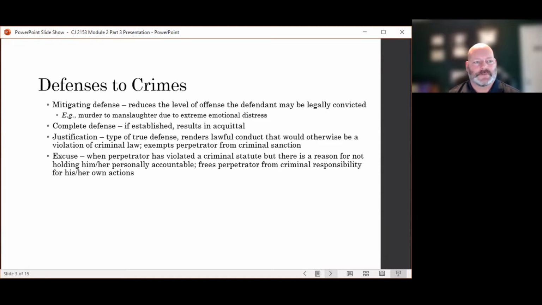A complete defense, if it's established by the defense, results in a full acquittal of the defendant. Justification is a type of true defense. It renders lawful conduct that would otherwise be a violation of criminal law and exempts the perpetrator of that act from criminal sanction. An excuse is when a perpetrator has violated a criminal statute, but there is a reason for not holding him or her personally accountable. This frees the perpetrator from criminal responsibility for his or her own actions.